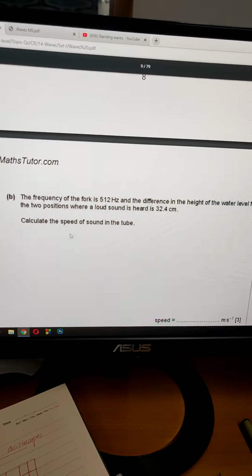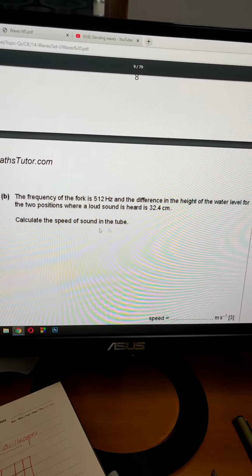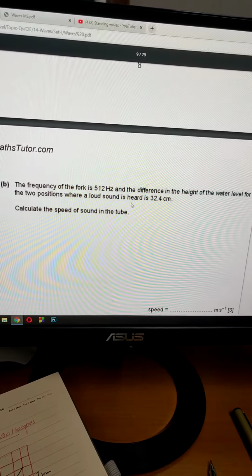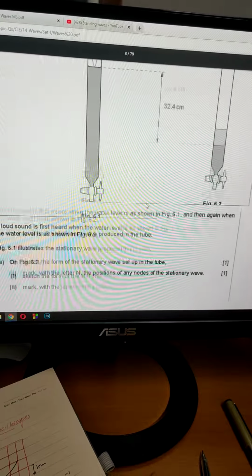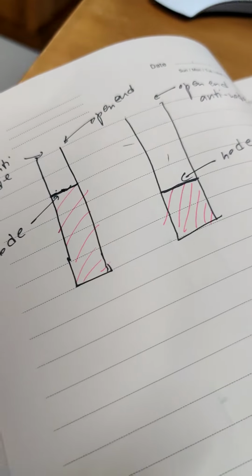And then they ask us to find the speed of the sound in the tube given the frequency. Basically we have to find the wavelength, right? So what does that look like?